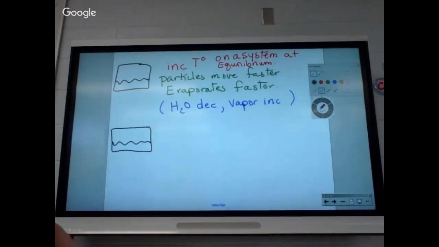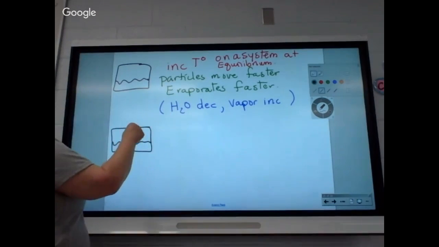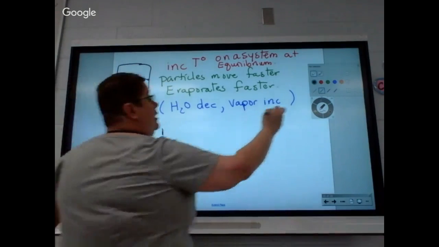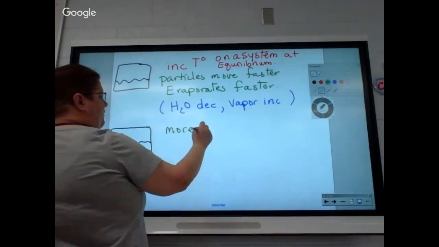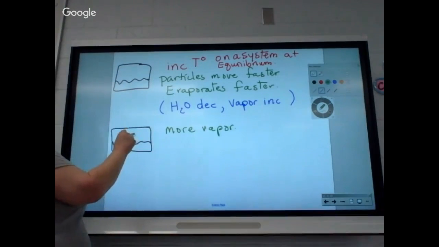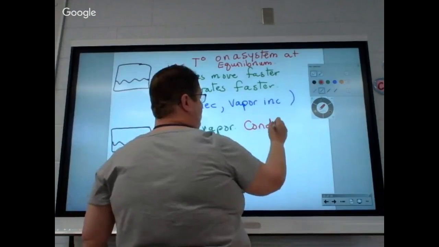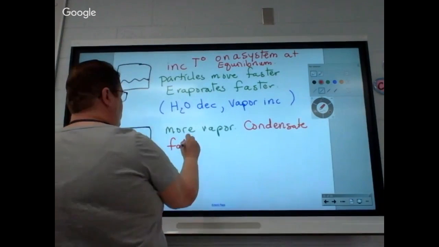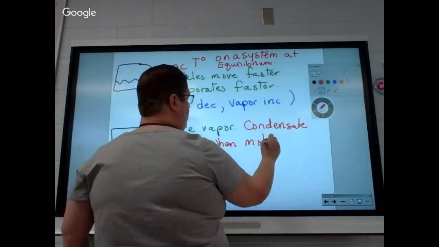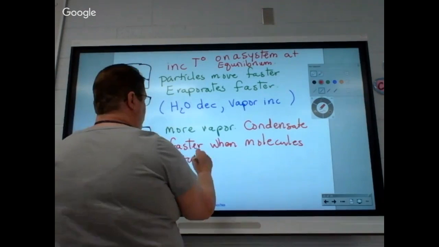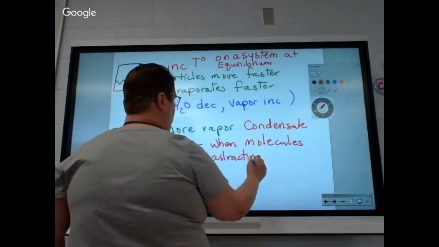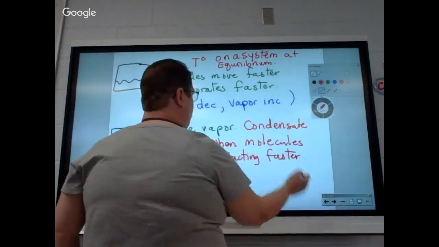All right, so anytime you increase the temperature, you're going to evaporate faster. If you evaporate faster, what happens to the liquid in the pot? It gets lower, so you change to vapor. So does that statement make sense? If you evaporate faster and you made more gas, what's going to happen up here? So there's more vapor. So if there's more vapor, what's going to start happening? You're going to condense faster when the molecules start attracting faster. Okay?